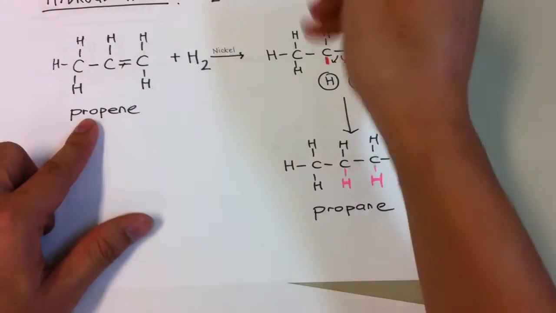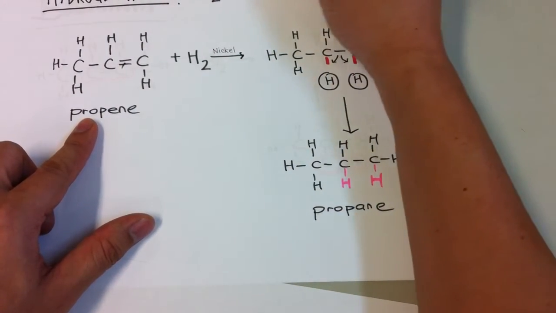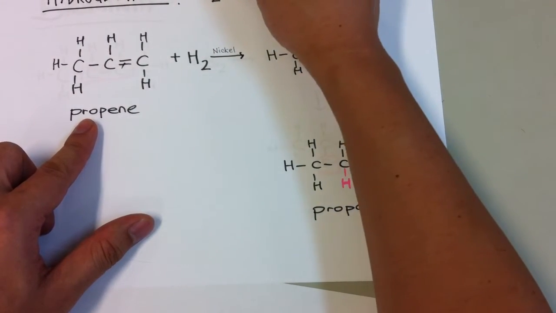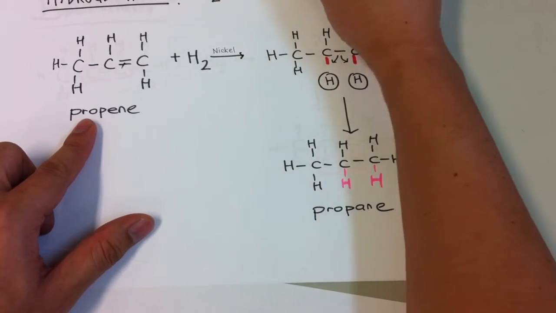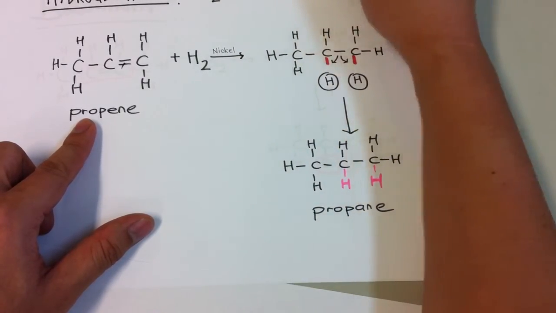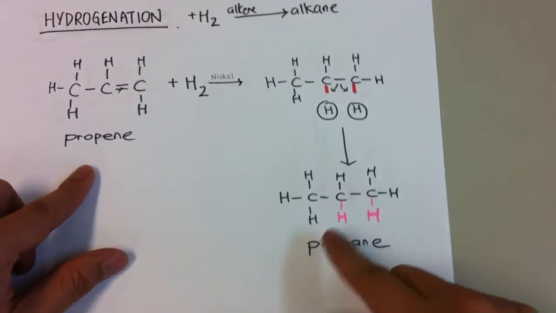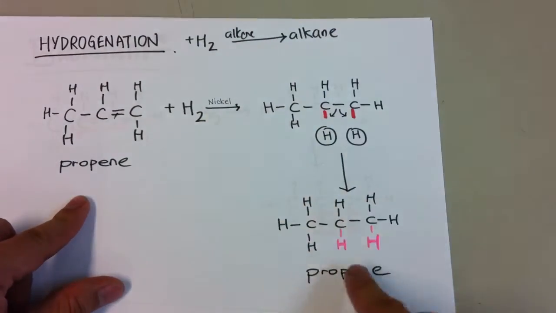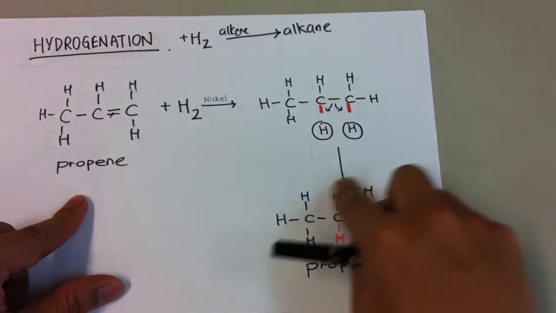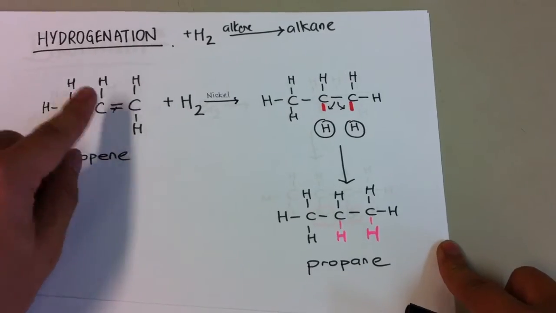So hydrogenation actually changes an alkene to an alkane. It becomes another homologous series, alkene to alkane, because it adds two hydrogens, and you get a saturated compound. This is unsaturated.